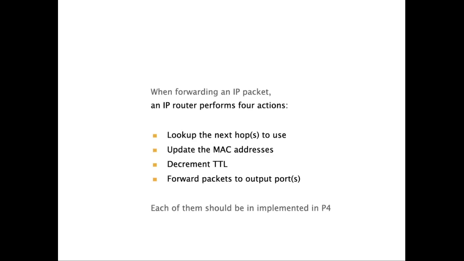But essentially, when the router receives an IP packet in the hardware, it will look up the next hop to use. So on which next port do I need to send the packet? It will update the MAC addresses because you're moving from one link to another, so you need to update the link layer addresses accordingly. You will decrement the TTL by 1, and you will drop the packet if it reaches 0. And then you will finally forward the packet to the output port.